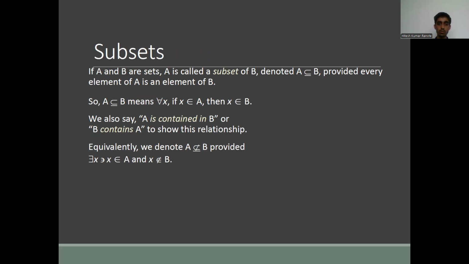Equivalently, we denote A is not a subset of B, provided there exists x that belongs to A and x does not belong to B. Means if we have a set A with elements 1, 2, 3 and set B has elements 4, 5, 6, then set A is not a subset of set B. Means 1, 2, 3 do not belong to set B.